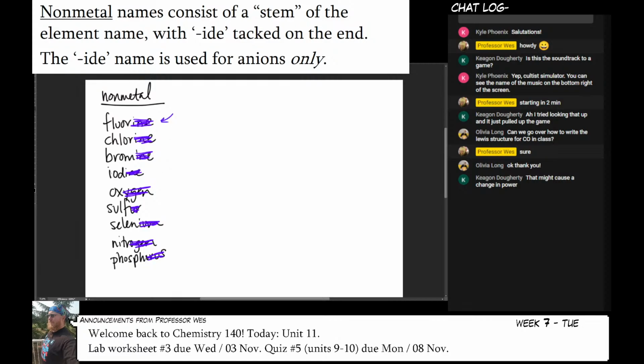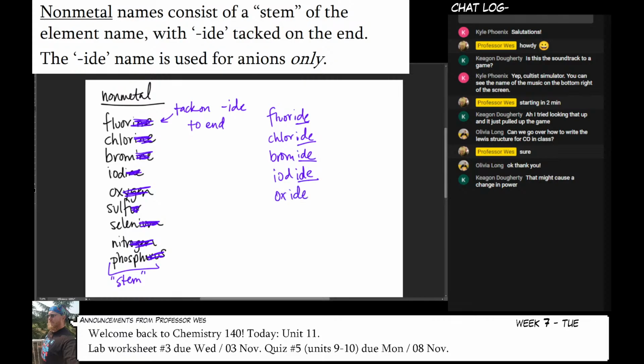And what we're going to do is tack on "ide" to the end. So what's left over is the stem on our slide. And so that gives us names like fluoride, chloride, bromide, iodide, oxide, and so on and so forth, right? And we'll write them out so that you have them on the slide and you can refer to them. Nitride, phosphide. And there you go.